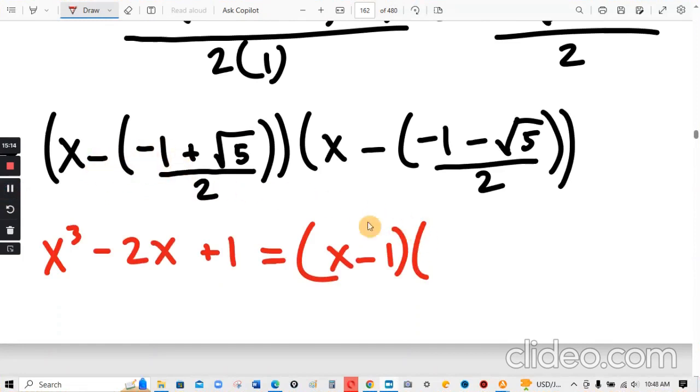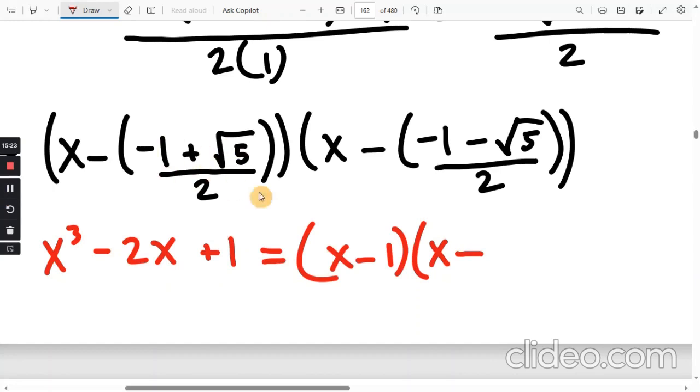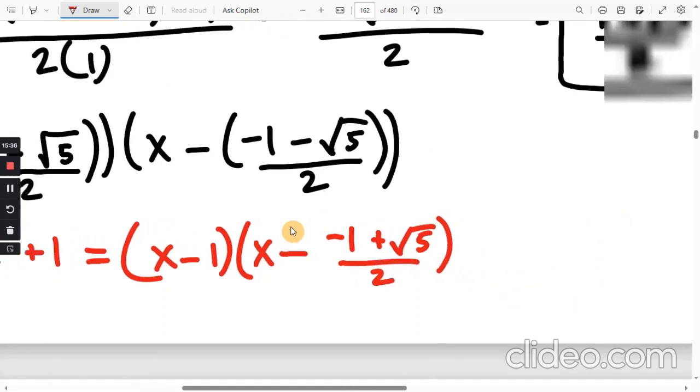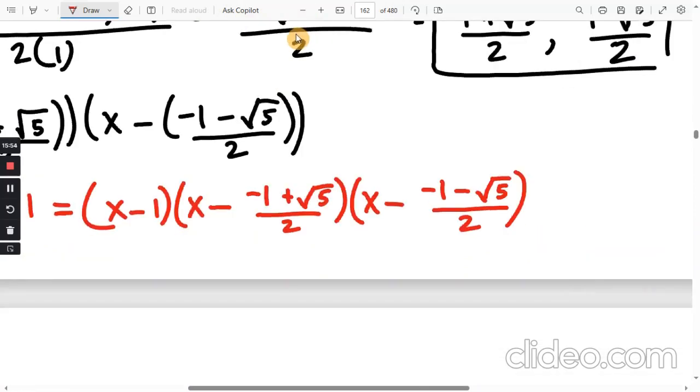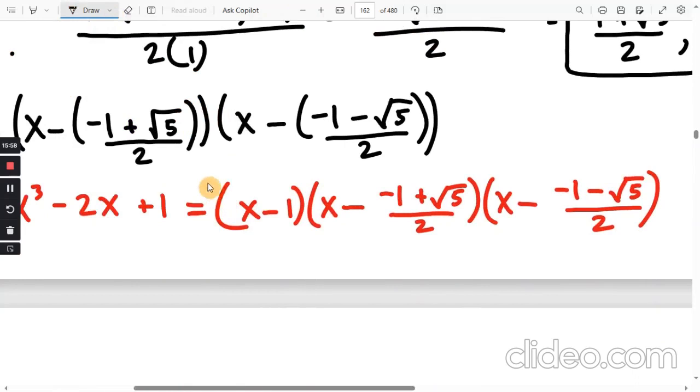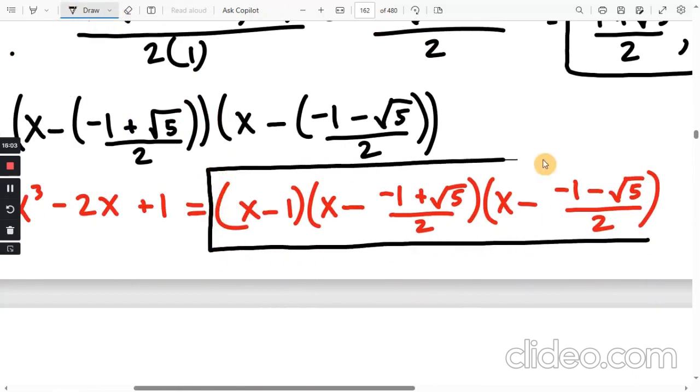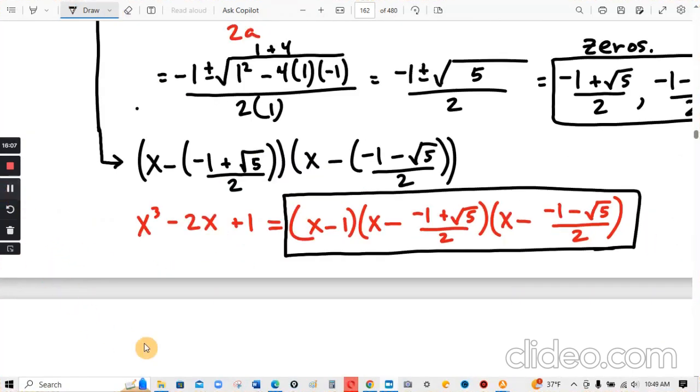Then the next factor was... I see the author did not write it with parentheses, so if you write it neatly enough, you can write x minus, and write this as a fraction, negative 1 plus radical 5 over 2. And the second one is going to be x minus negative 1 minus radical 5 over 2. So that mess right there is your final answer in factored form. To sum it up, this factor right here was given. We had to divide this by the x minus 1, and we got these two answers right here.